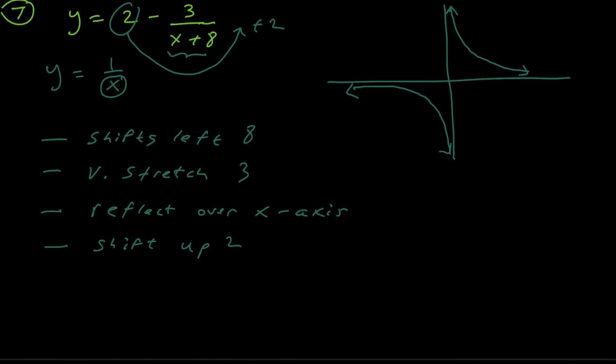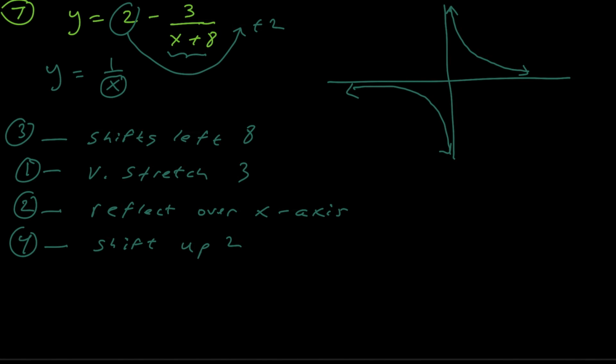Okay, now looking at this order of transformations, is there a way that we could have done this differently than the way that I've listed it here? Well, we could have done the vertical stretch first by a factor of 3, and then we could have even reflected it over the x-axis, and then we could have shifted it left 8, and then shifted it up 2. That would be another way of doing it.